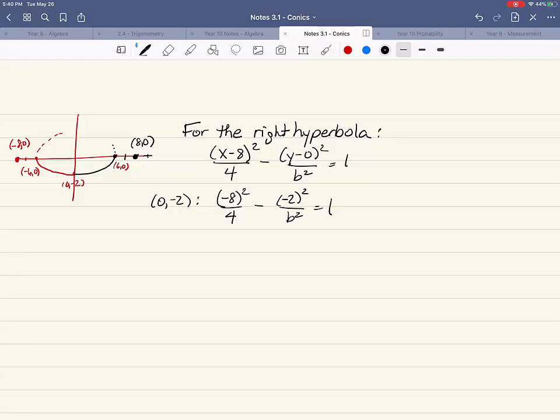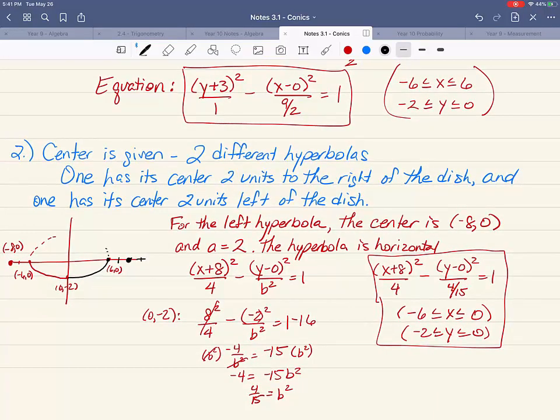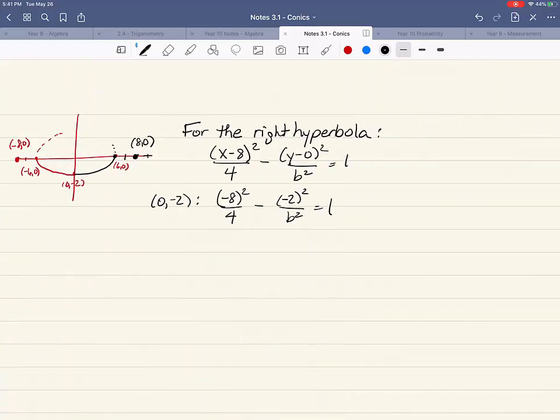When you plug in 0, you're going to get (-8) squared over 4 minus (-2) squared over b squared equals 1. Take a look at that equation and compare it to the one at the bottom of the page over here. This is 8 squared. The only difference is the 8 squared. That's 8 squared, this is (-8) squared. When you square them, you get the same answer. So your b squared value is immediately going to be the same for both hyperbolas. You can jump to the end and write that down. b squared is equal to 4 over 15. So I can go straight to this equation and write it as (x - 8) squared over 4, minus y squared over 4/15 equals 1.